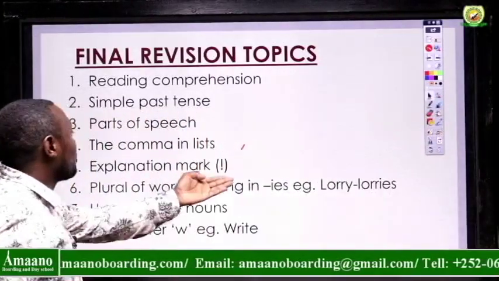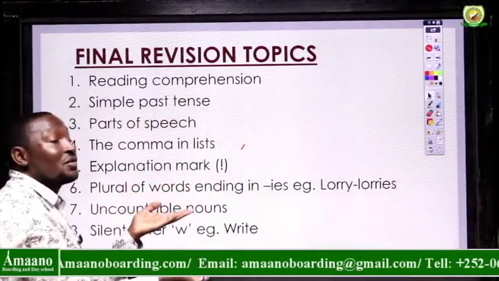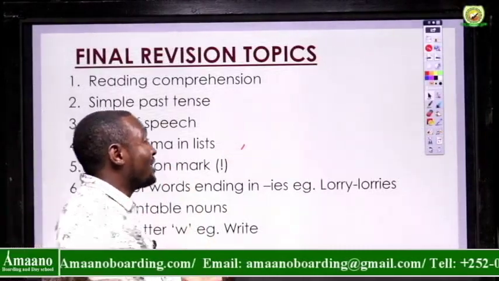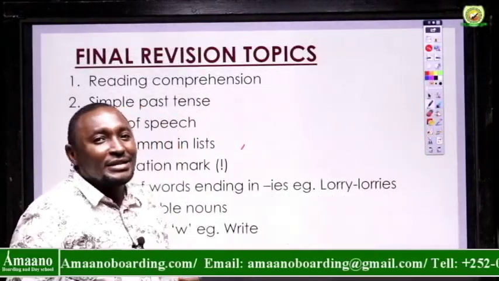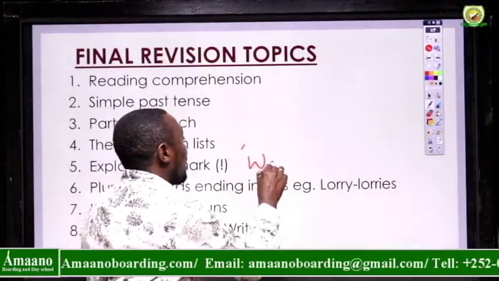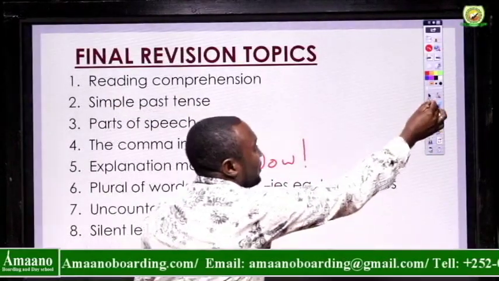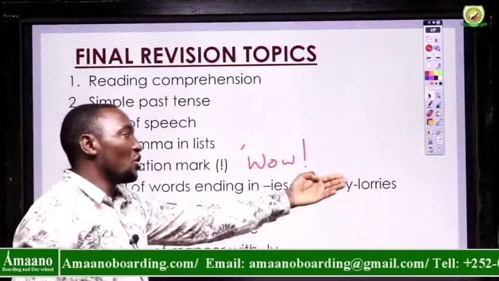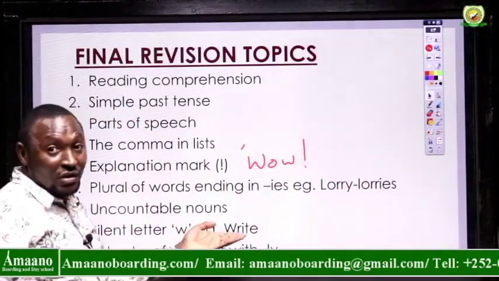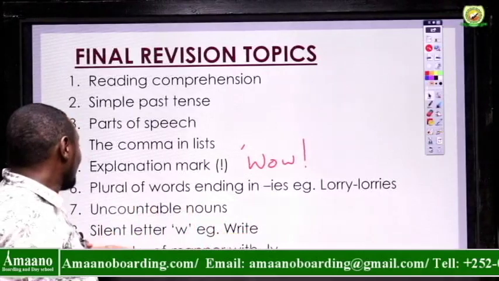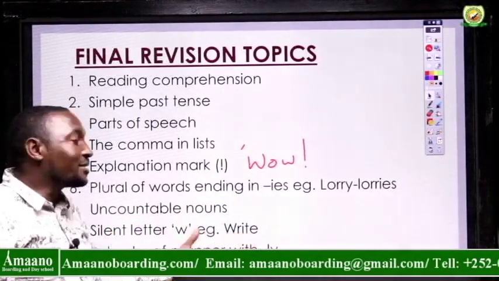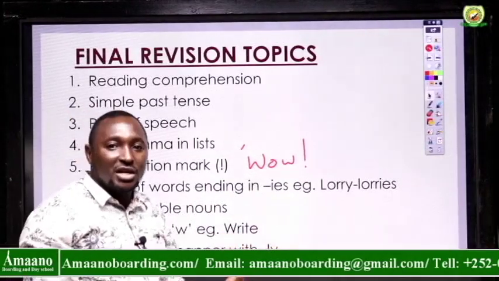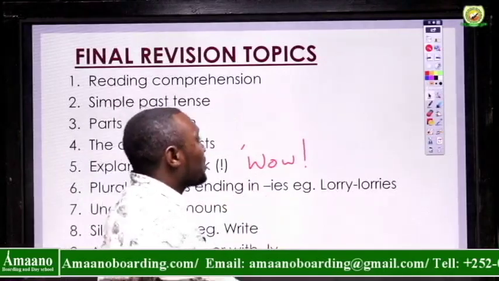The exclamation mark is used with exclamations or interjections for sudden and emotional words like wow, okay? You use the exclamation mark for that. Then plural of words ending in IES, for example, lorry, lorries. Uncountable nouns like water, air. Silent letter W, for example, right. Adjectives of manner with ly, for example, slowly, quickly, diligently, softly, okay?